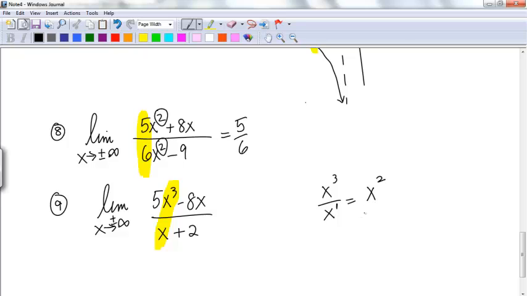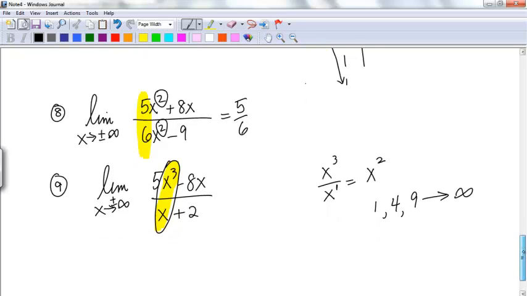Now, start substituting in. If x is 1, 1 squared is 1. If x is 2, 2 squared is 4. If x is 3, 3 squared is 9. What's this going to? Is it going to 0 or is it going to infinity? It's going to infinity. That's the easiest way. If you forget, is it infinity or is it 0? Pull out just that part of the problem. Okay?